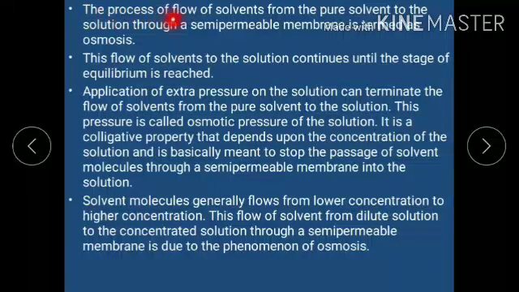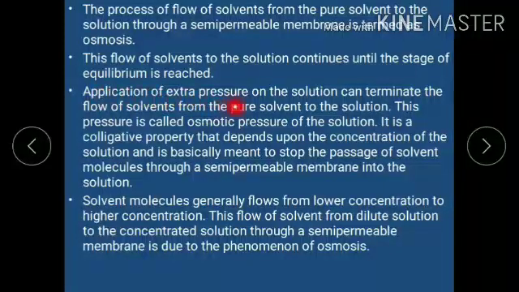The process of flow of the solvent from the pure solvent to the solution through a semi-permeable membrane is termed osmosis. What is the meaning of osmosis? Transfer of the solvent from pure solvent to solution. This flow continues until the stage of equilibrium is reached.